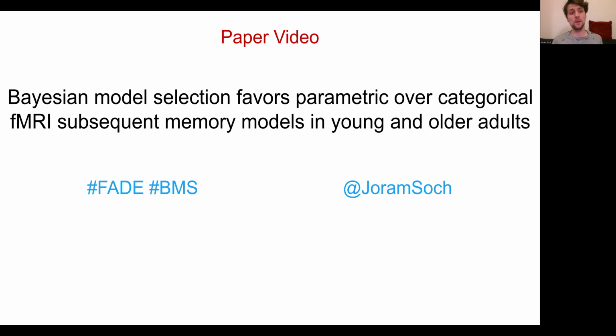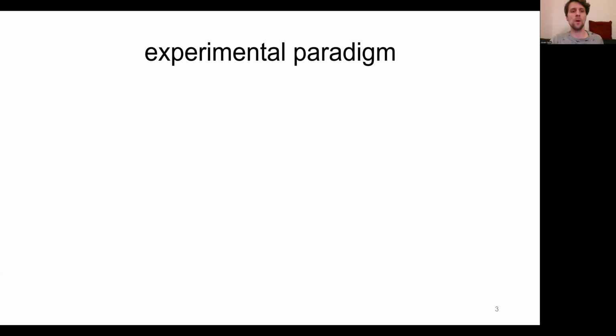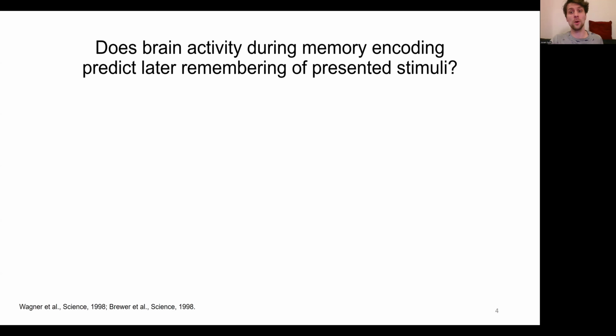So welcome to this video in which I want to introduce you to our work on Bayesian model selection for a memory fMRI experiment. So in this study, which was a collaboration between the Düzel E Göttingen and the LIN Magdeburg, we addressed the question whether there are brain regions whose activity varies as a function of whether stimuli are later being remembered or forgotten.